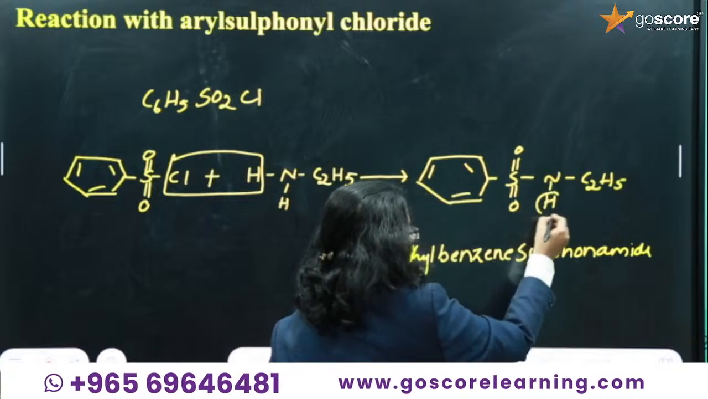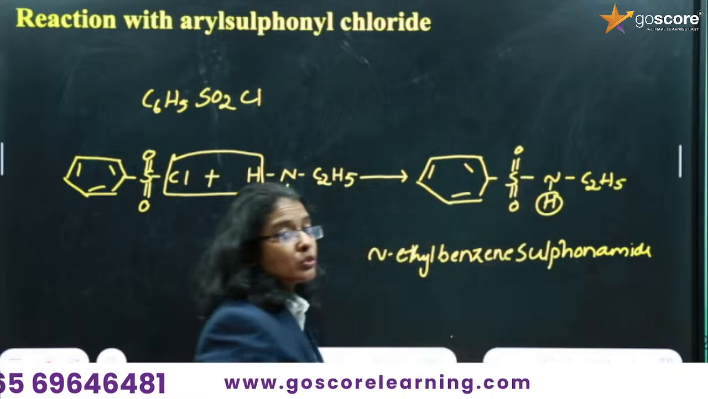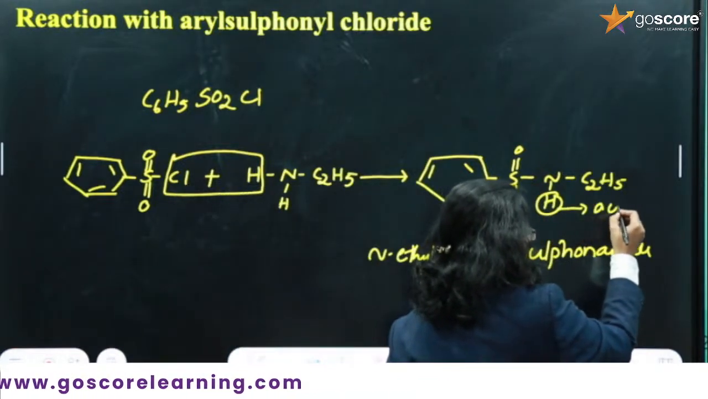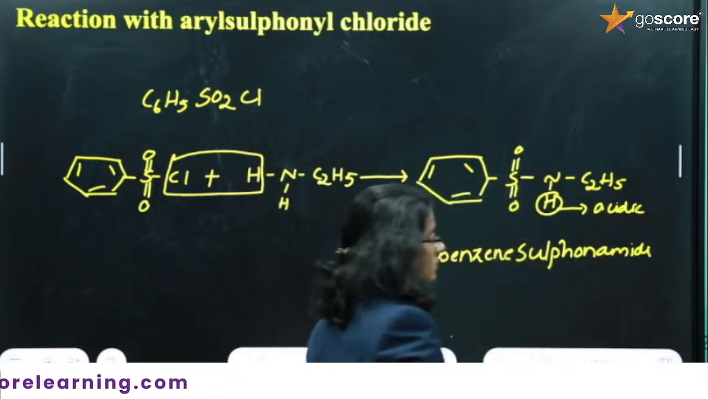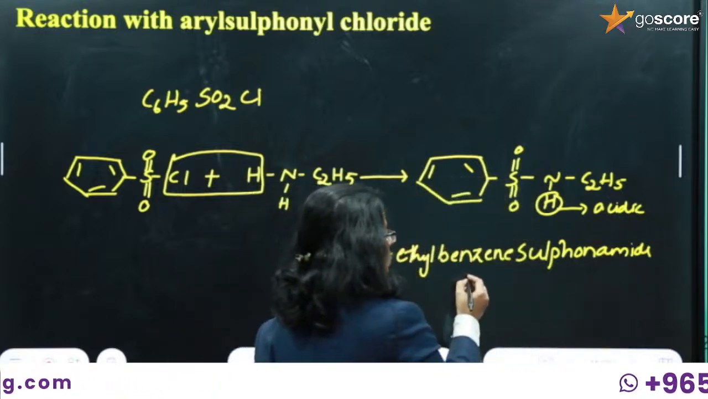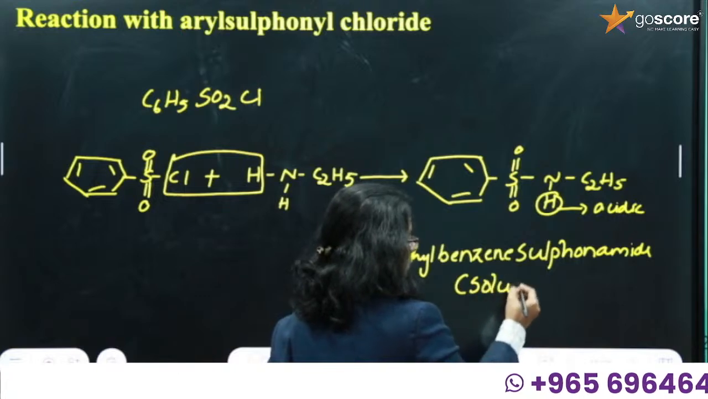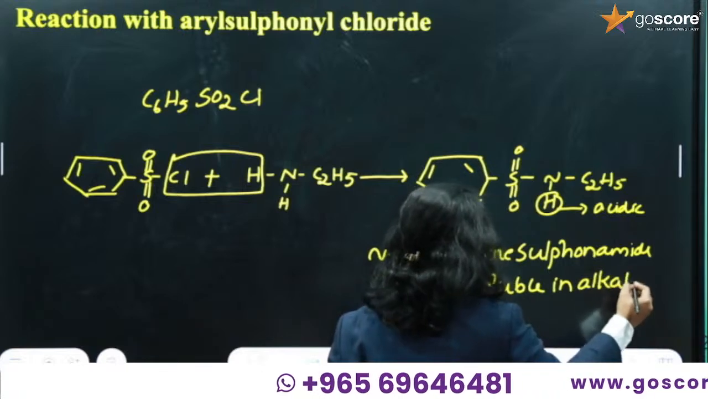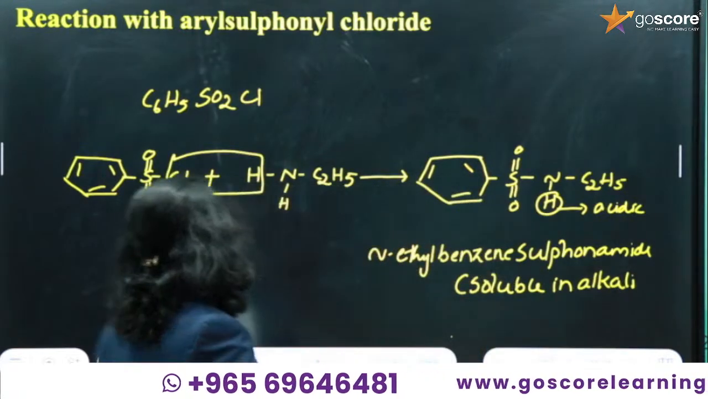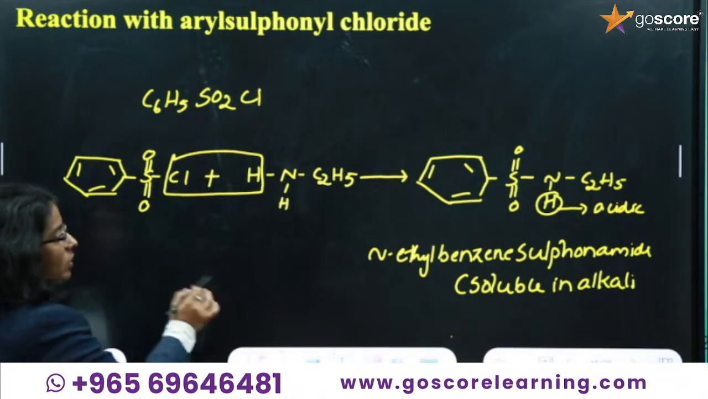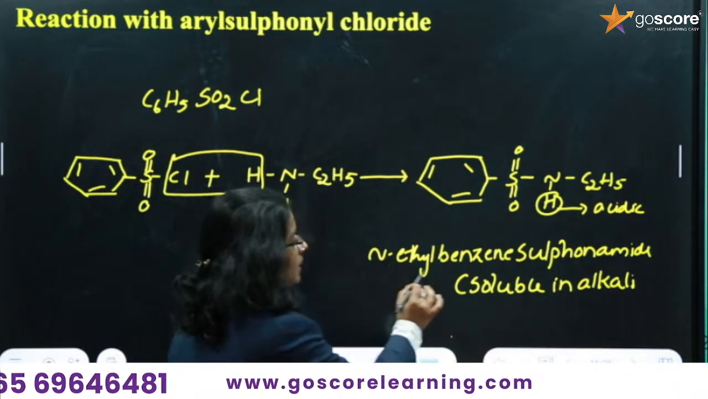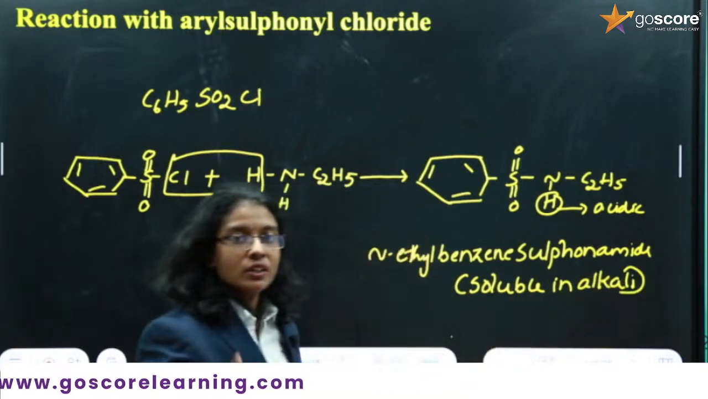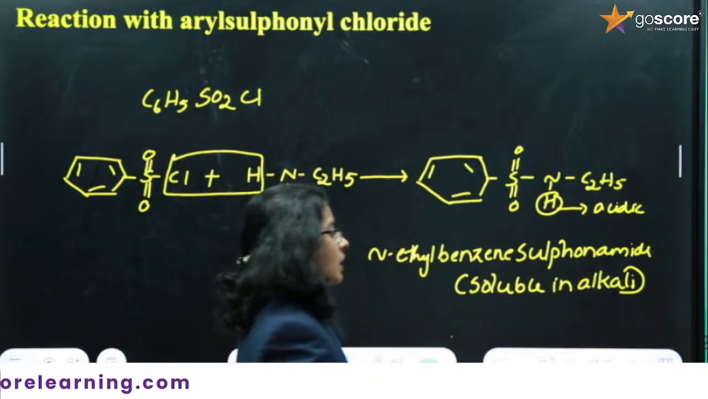See, here there is one hydrogen. Due to the presence of strong electron withdrawing group, this hydrogen acts as acidic. So it is soluble in alkali. Is it clear? Benzene sulfonyl chloride on reacting with primary amine gives N-ethyl benzene sulfonamide, that is soluble in alkali. If it is soluble in alkali, you can confirm that it is primary amine.